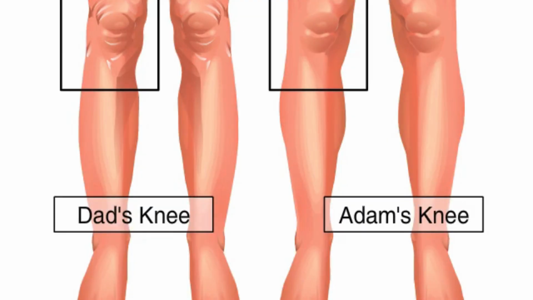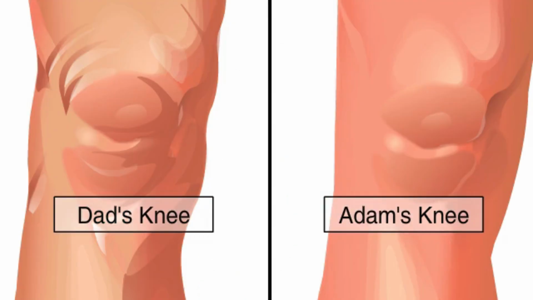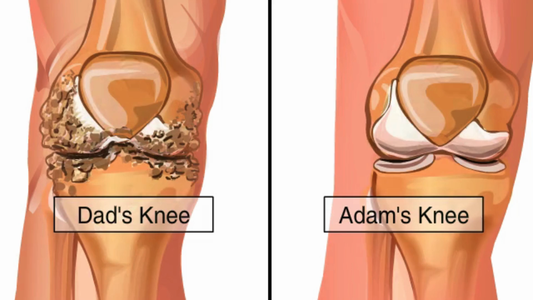Osteoarthritis is the most common form of arthritis and is associated with the aging process. Even from the outside, you can see that the knee of an older person looks considerably different than that of a younger person. Let's take a look at the joint itself to see the differences.